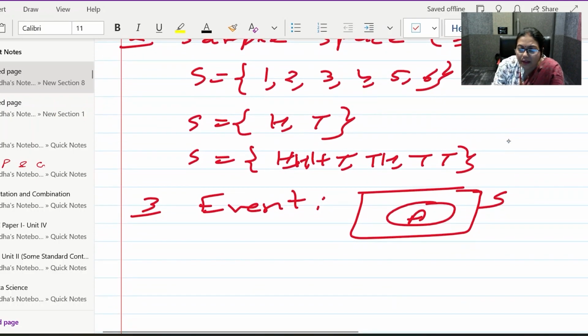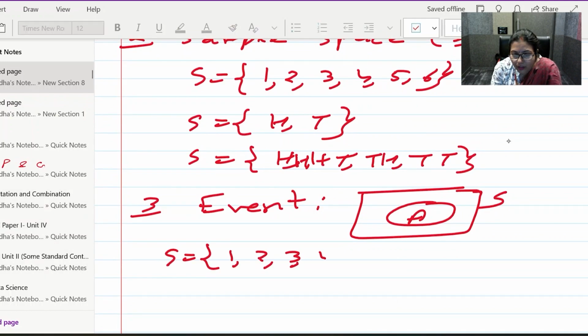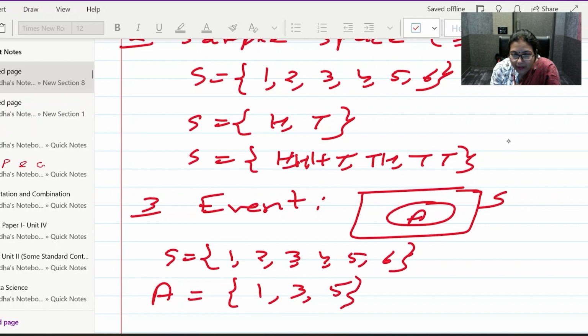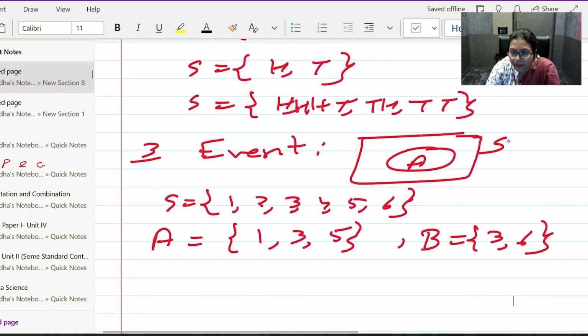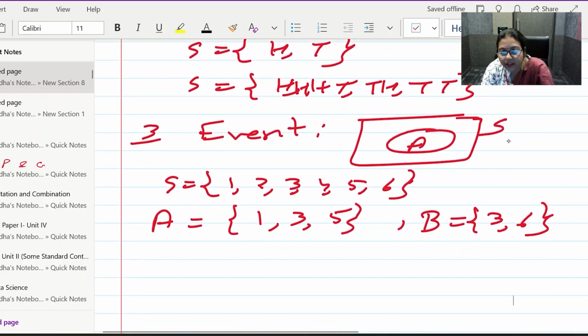For example, the same example, if I take S equal to {1, 2, 3, 4, 5, 6}, this is the sample space of throwing a dice. Now if I say, let us define an event of odd numbers. So what do I get here? 1, 3, 5. This is an event. Suppose I say multiple of 3. So what will I get here? 3 and 6. So event is a subset of the sample space. So we have learned the definitions of random experiment, first; second, the sample space; and third, the event.